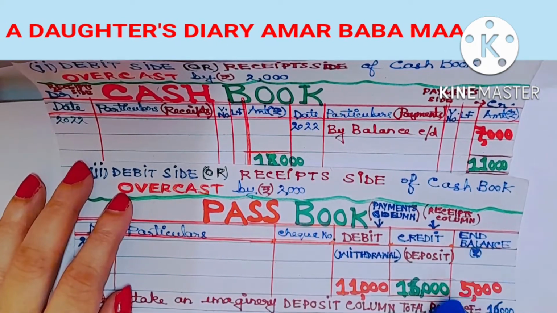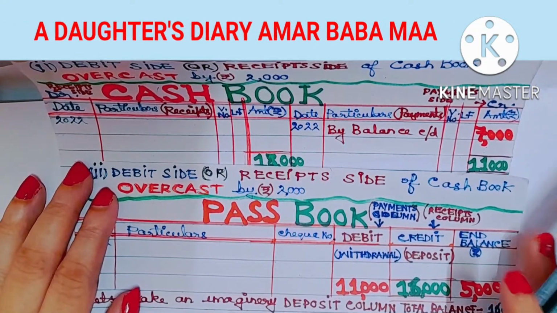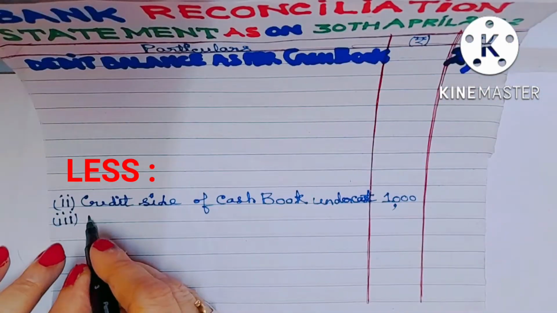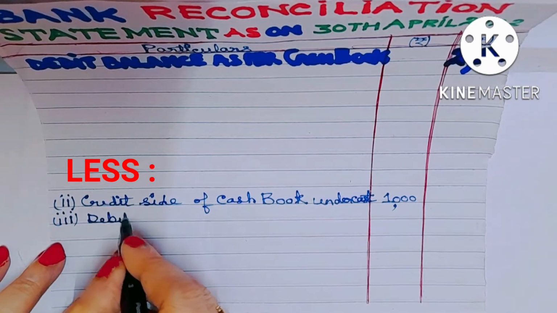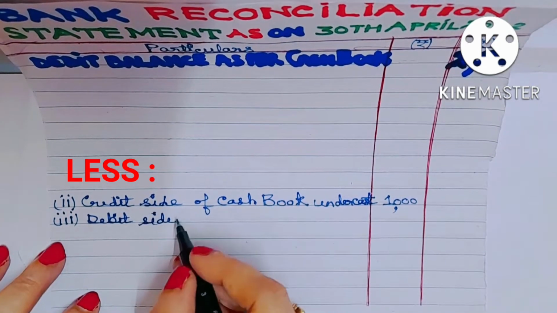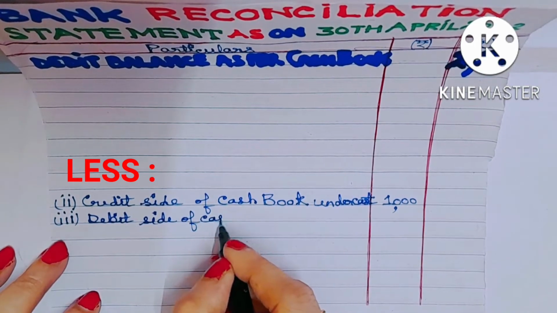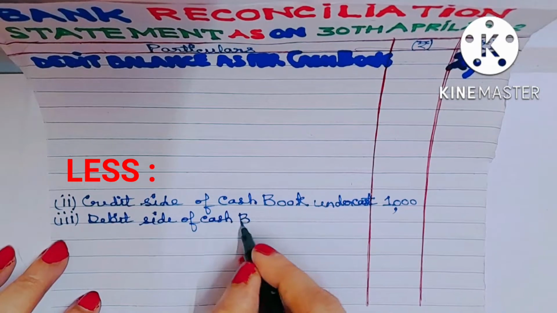Understood? So let's deduct rupees 2,000 in the bank reconciliation statement or BRS. Debit side of cash book overcast.